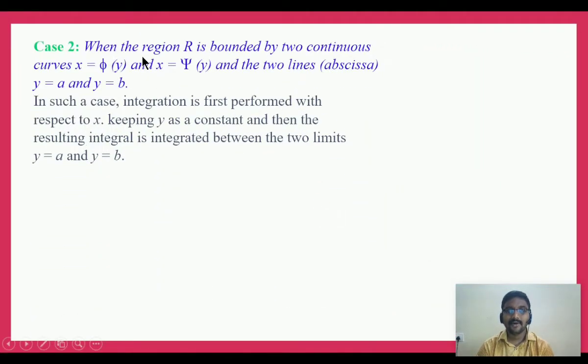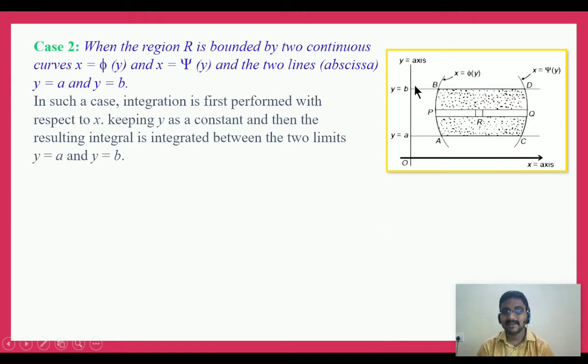Case 2. When the region R is bounded by two continuous curves x equal to phi of y and x equal to psi of y, and the two lines y equal to a and y equal to b. So it is the rough sketch of the region. These are the two curves, and the two lines are y equal to a and y equal to b. These lines are parallel to the x axis.